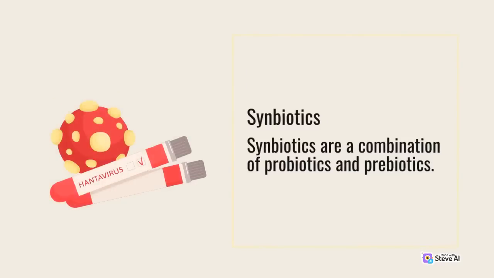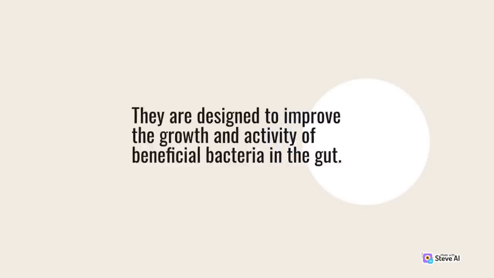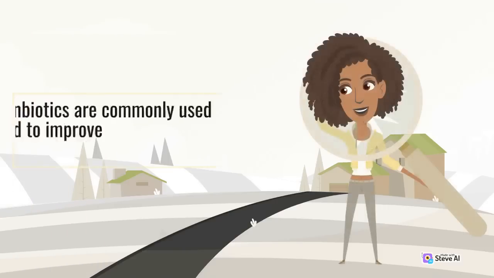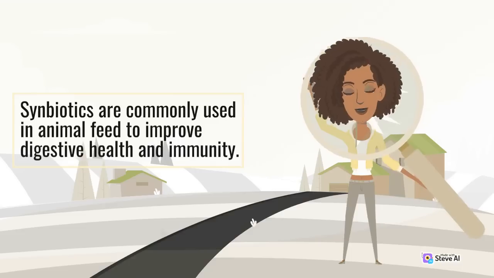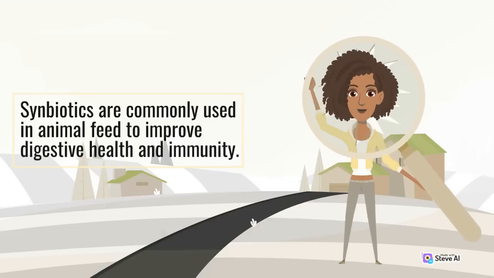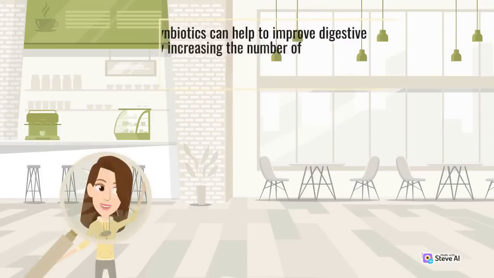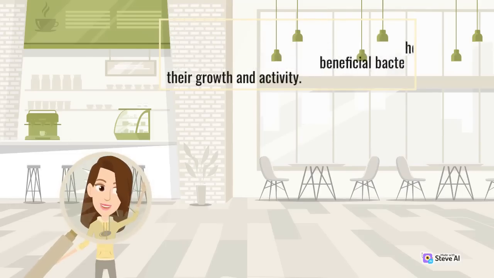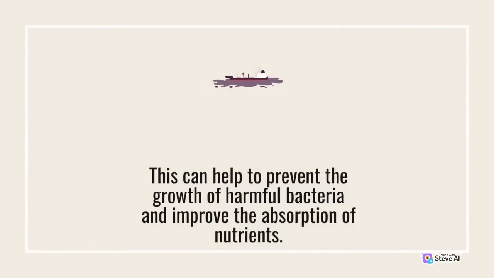Symbiotics. Symbiotics are a combination of probiotics and prebiotics. They are designed to improve the growth and activity of beneficial bacteria in the gut. Symbiotics are commonly used in animal feed to improve digestive health and immunity. Symbiotics can help to improve digestive health in animals by increasing the number of beneficial bacteria in the gut and promoting their growth and activity. This can help to prevent the growth of harmful bacteria and improve the absorption of nutrients.